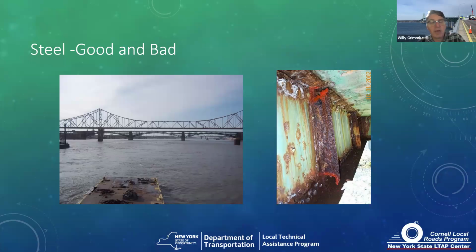So, good and bad. You can do great things with steel bridges, as you see in the photo, with the arch, with the cantilevered truss. You can efficiently use it and span significant distances, but the downside would be what we see in the photo on the right, where the coatings have failed and corrosion has started to cause section loss in the bridge.